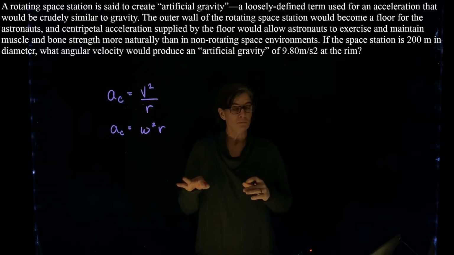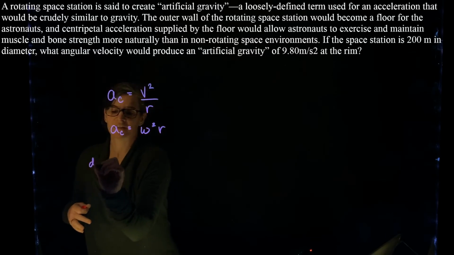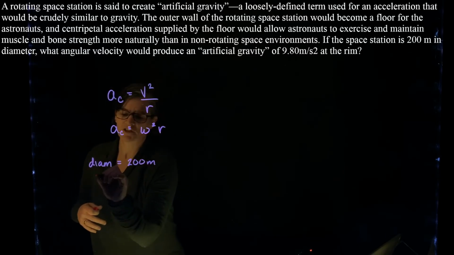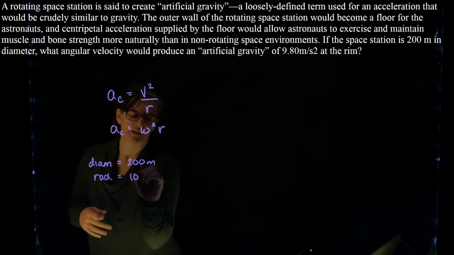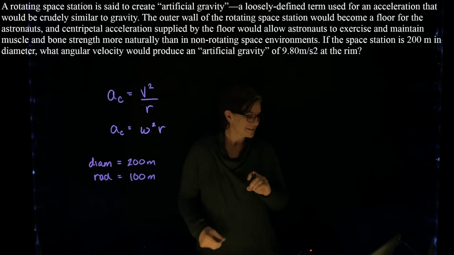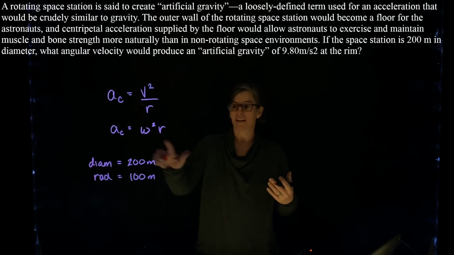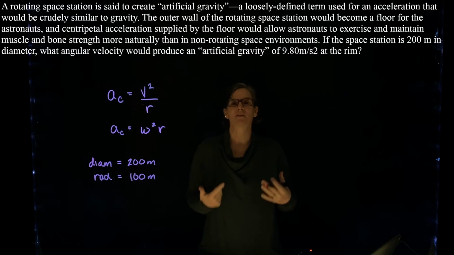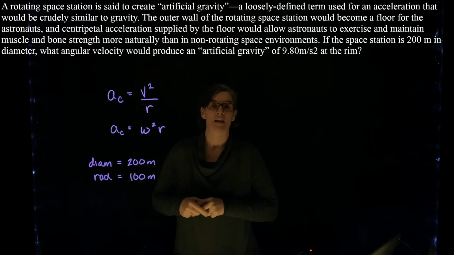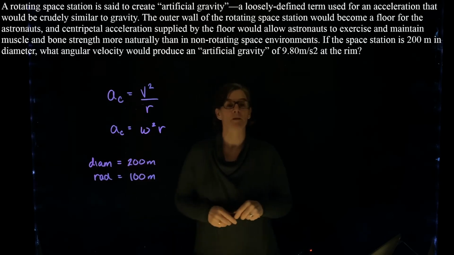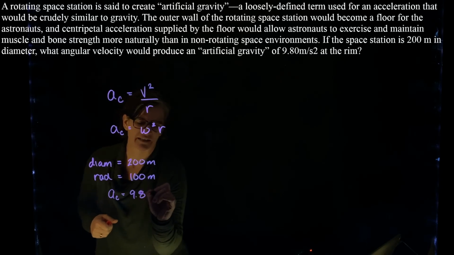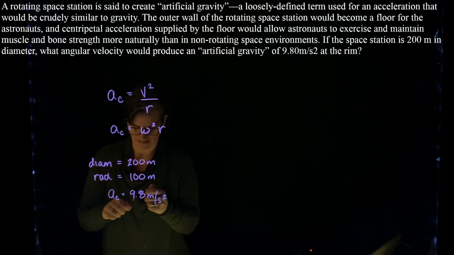So we're given that the diameter of this space station is equal to 200 meters, which tells us that the radius is equal to 100 meters. And we want to know what is the angular velocity, that omega squared, if that acceleration is producing an artificial gravity of 9.8 meters per second squared. So if the centripetal acceleration was equal to 9.8 meters per second squared.